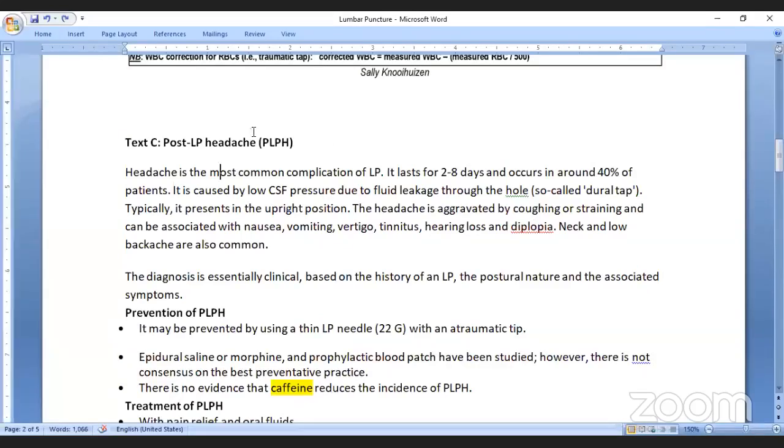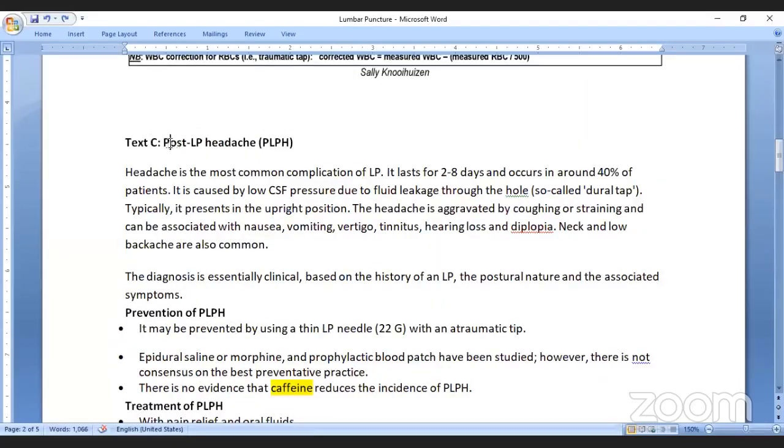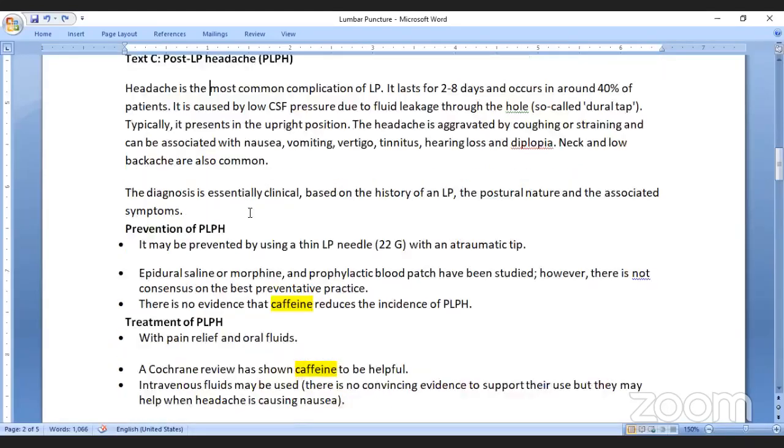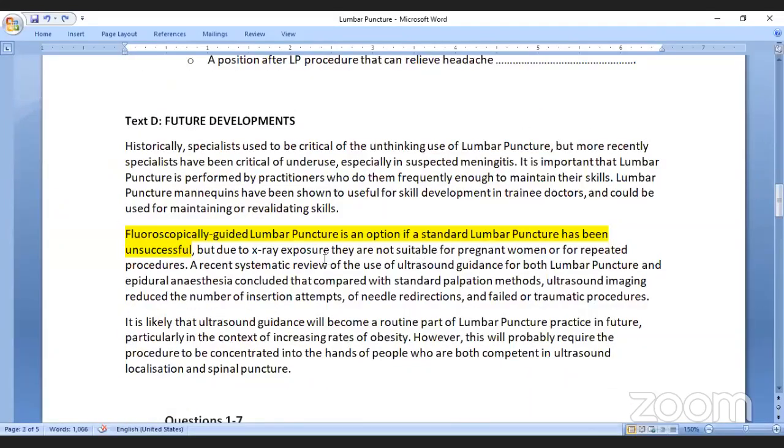In text C, we have the text about post LP. LP means lumbar puncture, so post lumbar puncture headache: what the risk factors are, how we manage, prevent and treat it. And in text D, we have the future developments of lumbar puncture. Most of you discussed this yesterday.